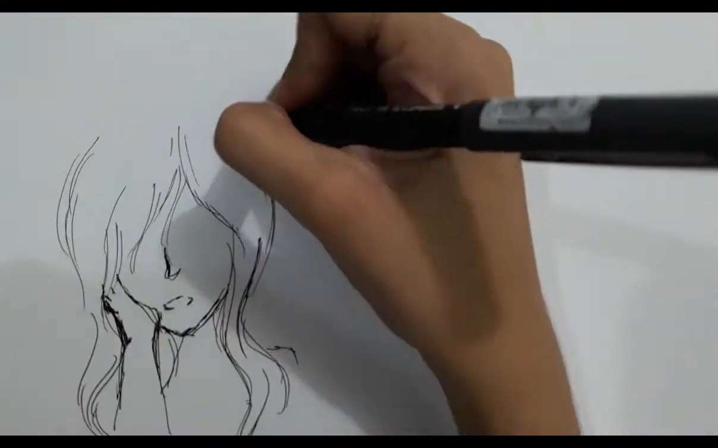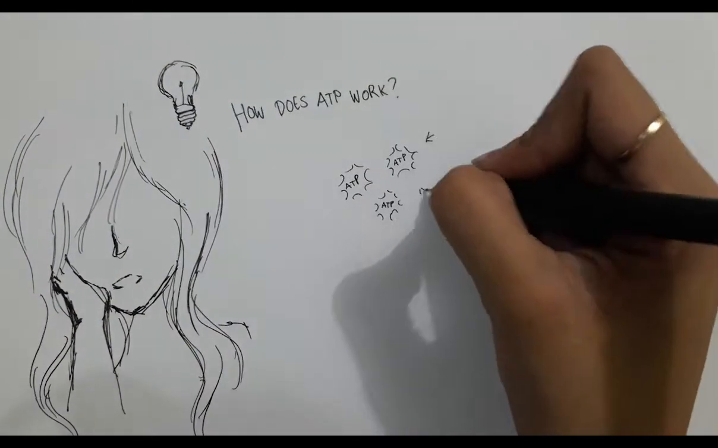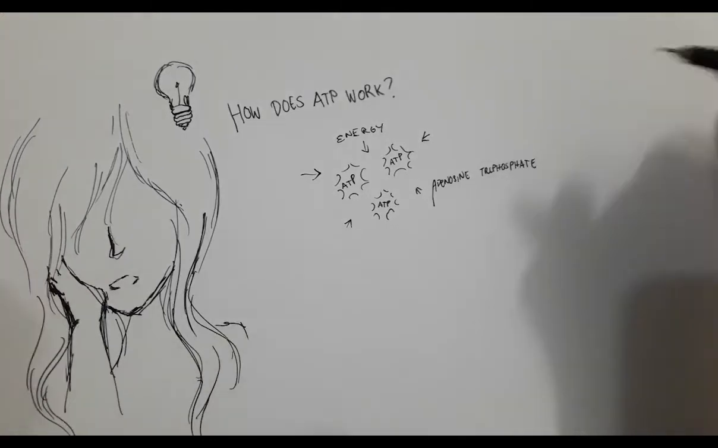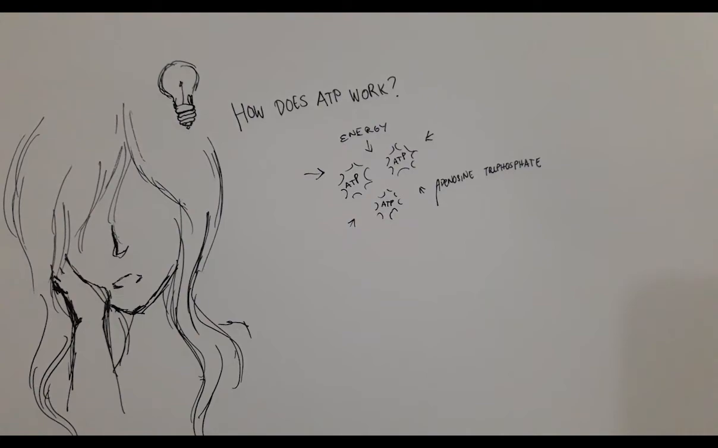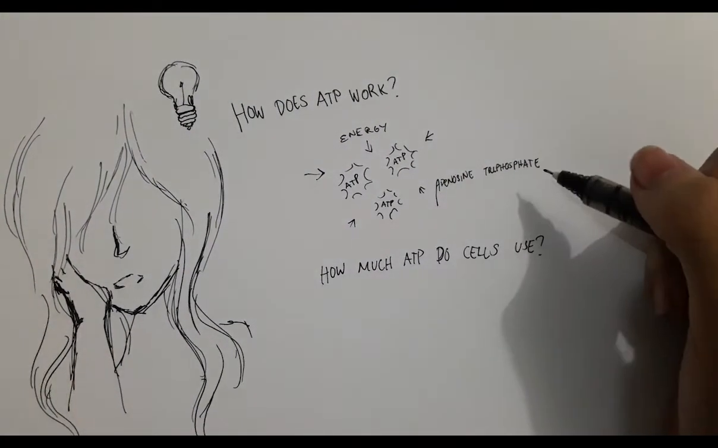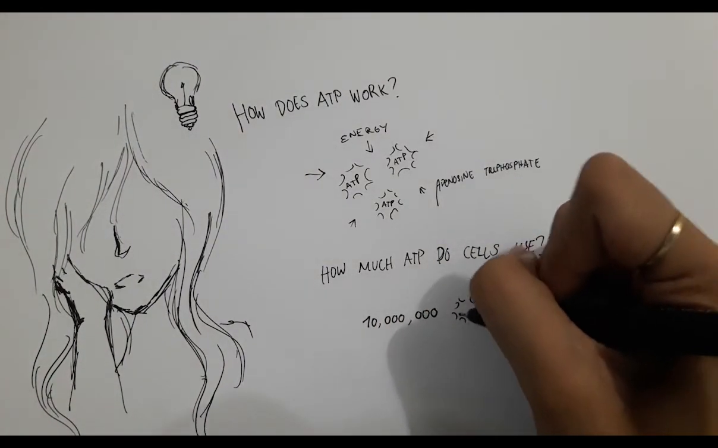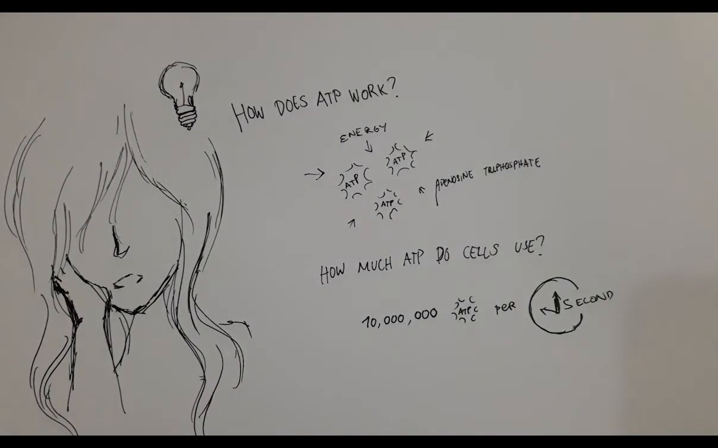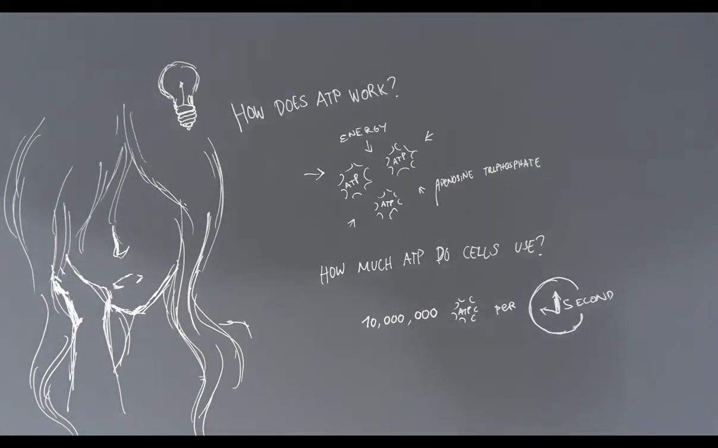Trivia. How does ATP work? Organisms use enzymes to break down energy-rich glucose to release its potential energy. This energy is trapped and stored in the form of adenosine triphosphate. How much ATP do cells use? It is estimated that each cell will generate and consume approximately 10 million molecules of ATP per second. Just wow!